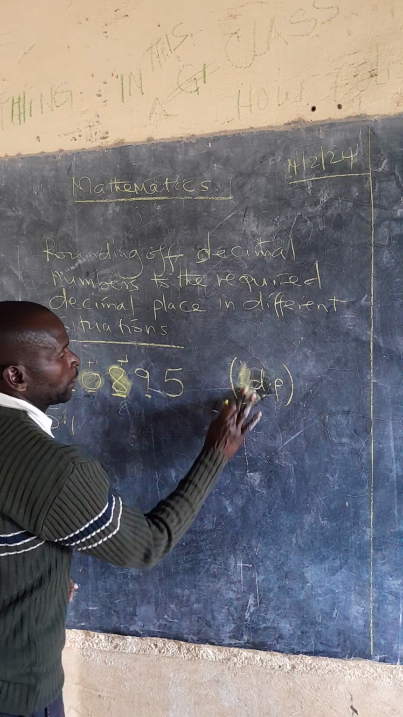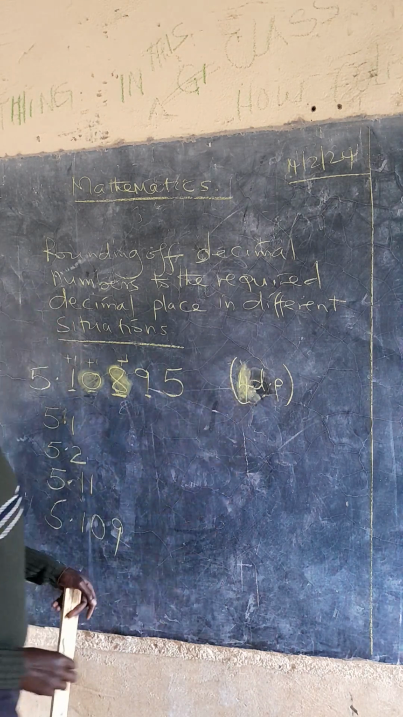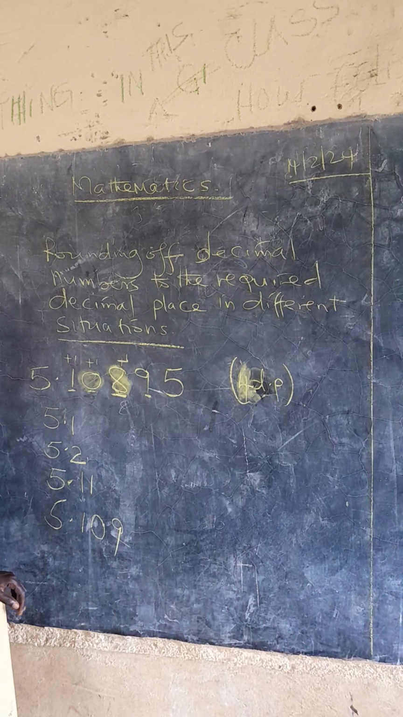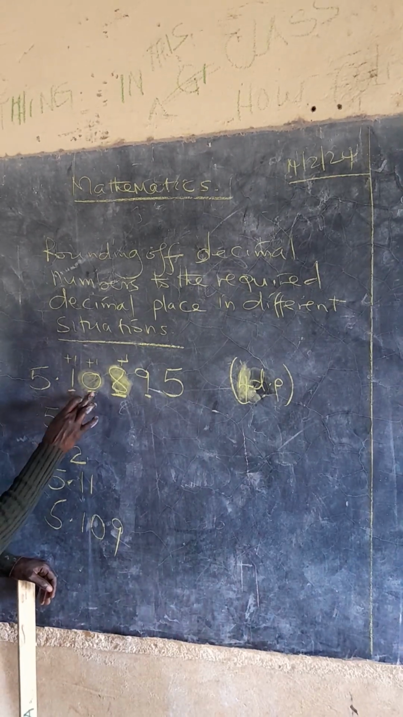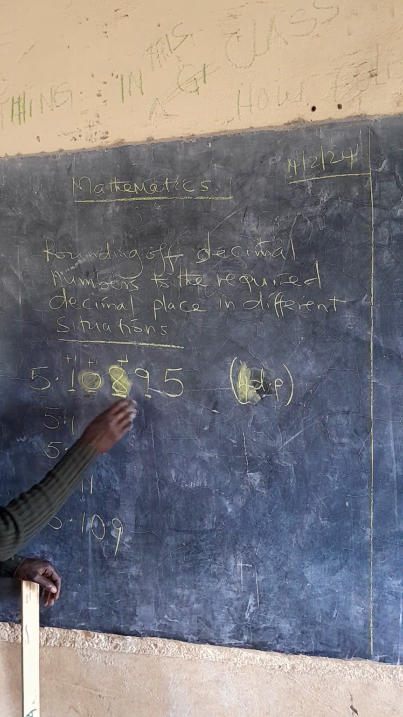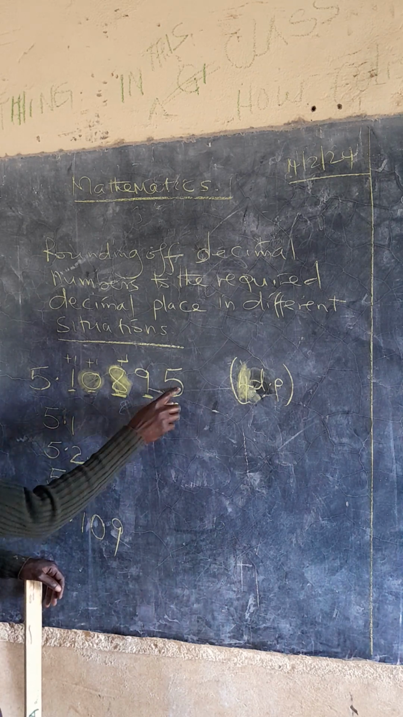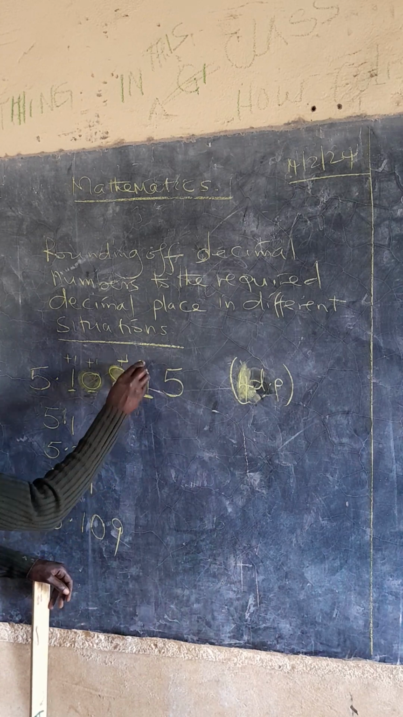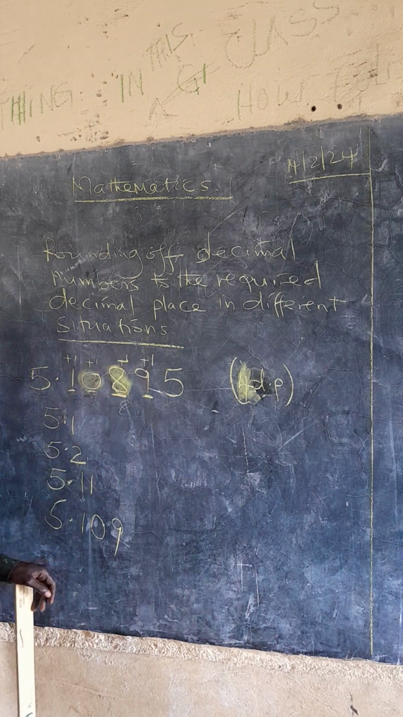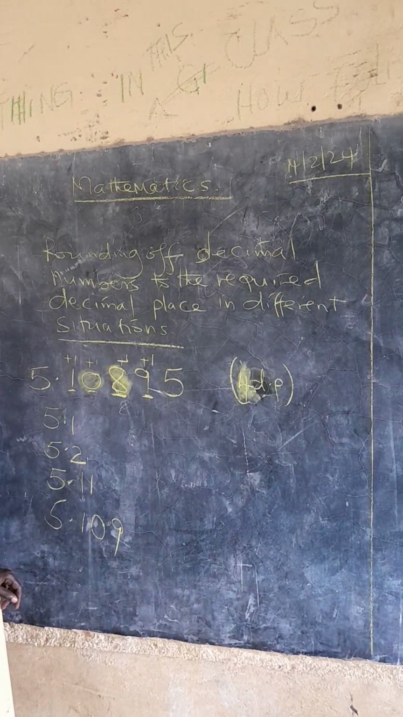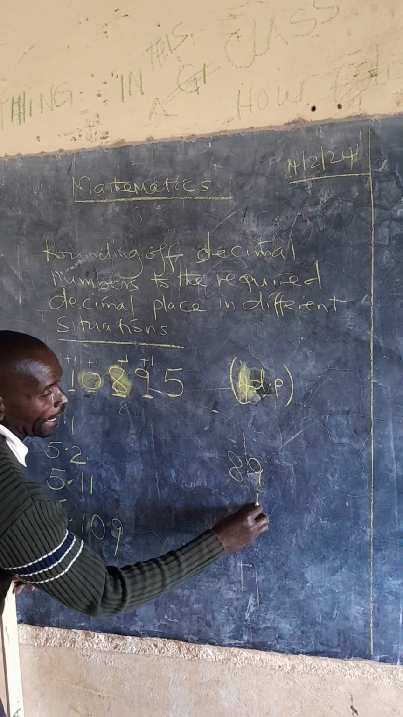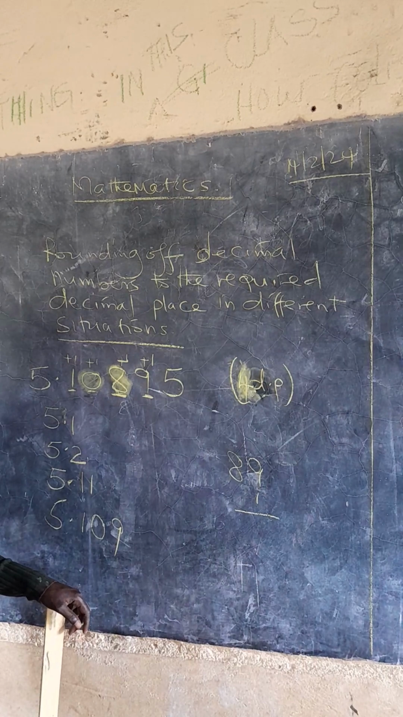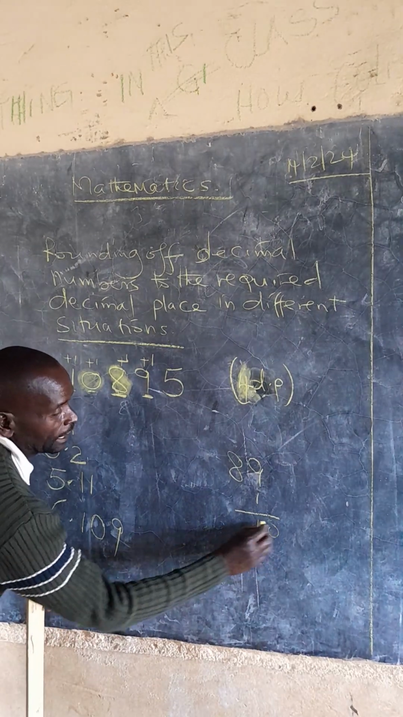If they require 4 decimal places, I'll start at 4. 1 decimal place, 2 decimal places, 3, 4. I'll stand here. This is 5. What will I do? I have to add 1. Now we are having 89, and we are adding 1. Some people are writing 10. You can put 10 and 8.